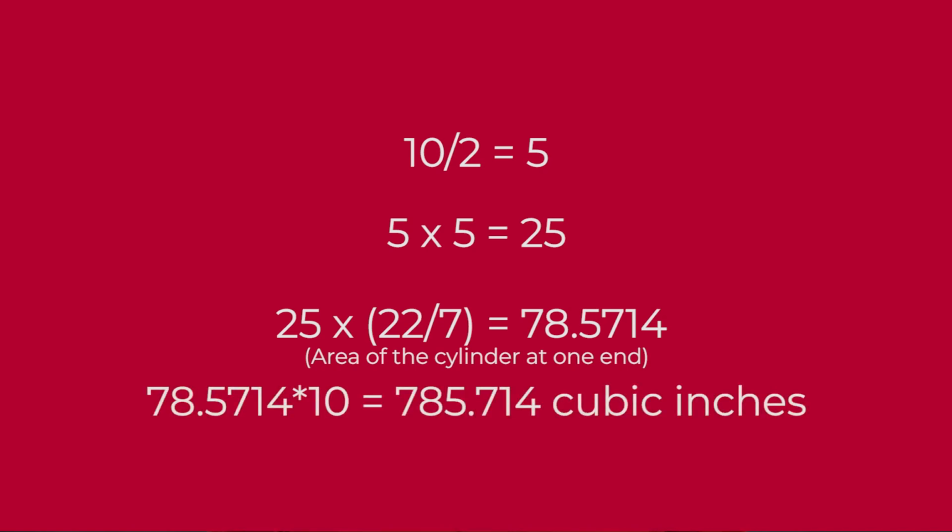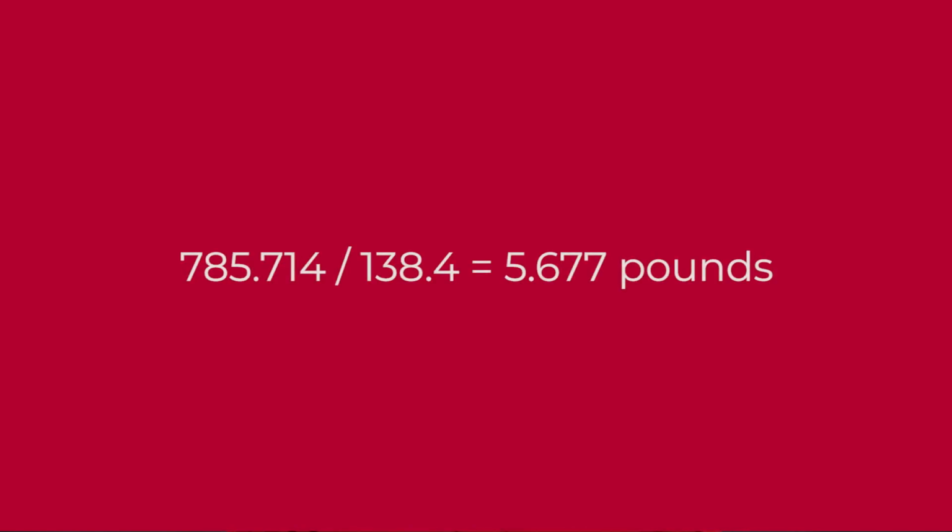So to get to cubic inches, 78.5714 times 10 equals 785.714 cubic inches. Remember, when you multiply by 10, you just move the decimal over to the right. Learned that in 2nd grade. Now, divide the cubic inches, we're not done with math yet, by the dim weight factor of 138.4. Therefore, we have 785.714 divided by 138.4, which equals 5.677 pounds.